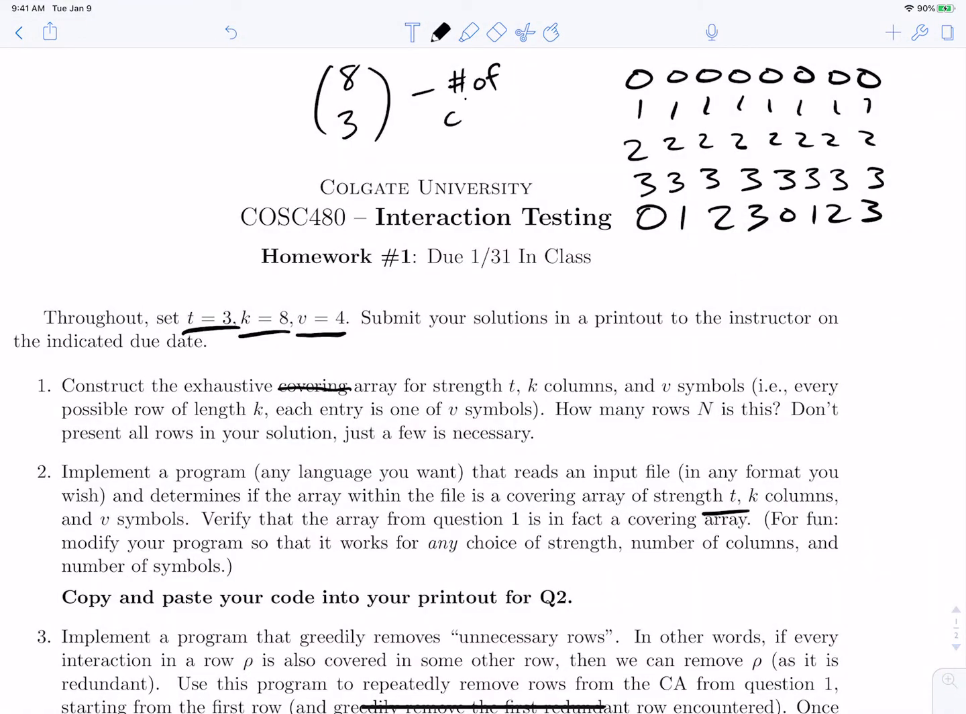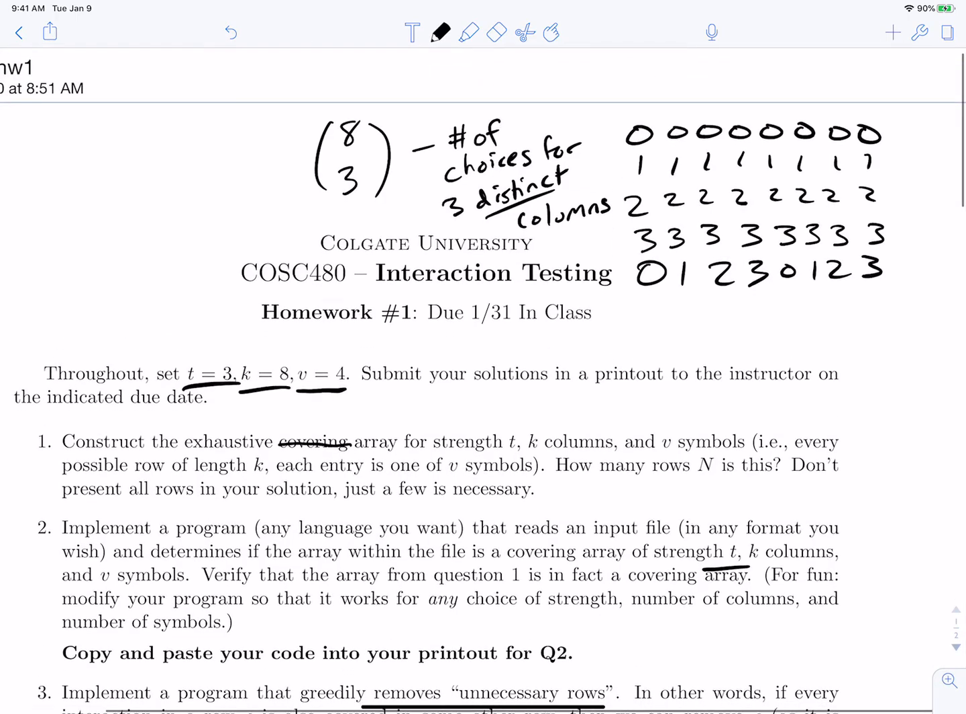Number of choices for 3 distinct columns. So one possibility will be in checking the first 3. I can be checking the first 3, or I might check the first.